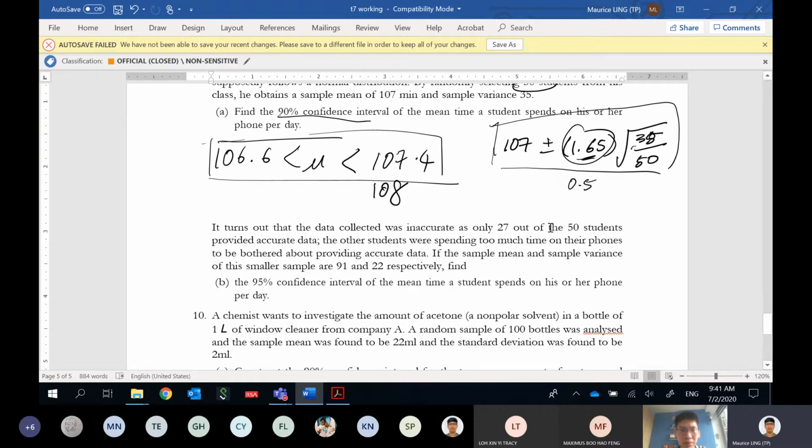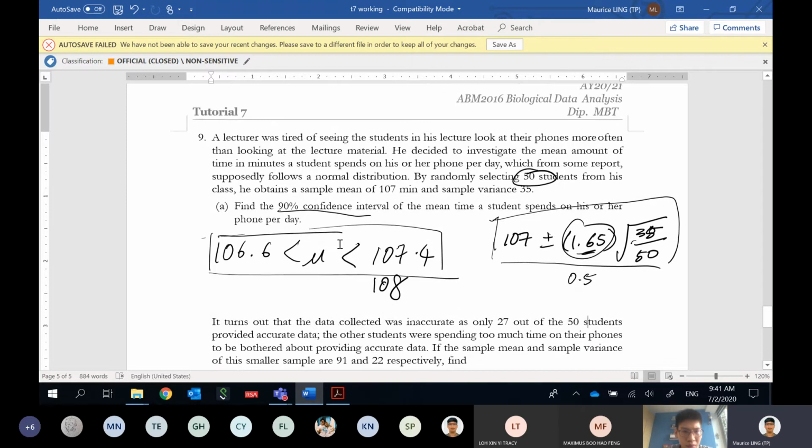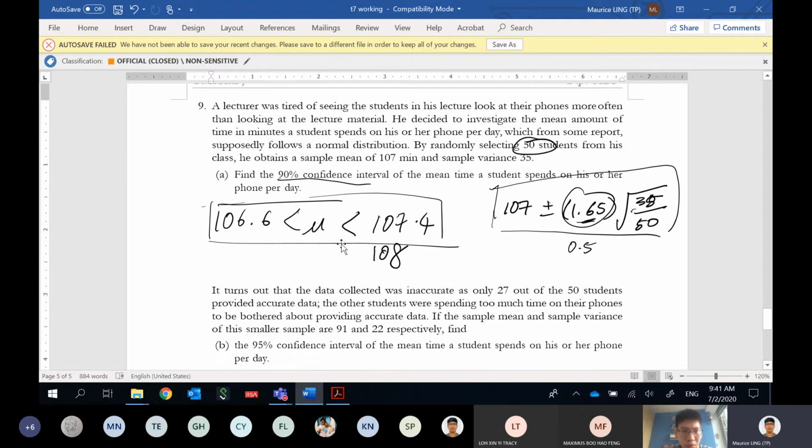However, it turns out that the data is inaccurate as only 27 of the students provided the correct data. Okay. So the other students may have spent too much time on their phone and all this. So this is a very classical case. When you do any form of surveys in future, you have to check whether the data is properly collected. So this is dealing with survey questions. I'm sure you have seen cases where data is not properly collected and will mess up all your readings.